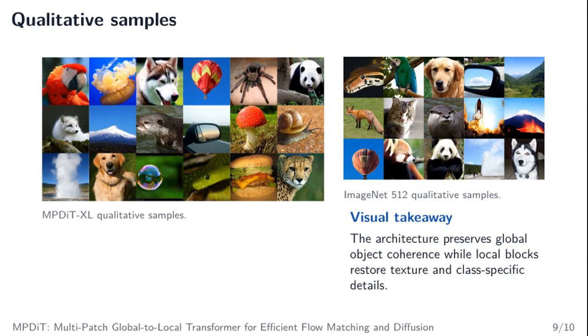This slide shows qualitative samples. The images show that MPDiT can preserve coherent global structure. For example, objects are placed in reasonable positions, and the overall scene composition is consistent. At the same time, the samples still contain local texture and class-specific detail. This matches the architecture very well. The early coarse blocks build the global plan of the image. Then the late fine blocks recover details at higher token resolution. Of course, qualitative samples are not the main evidence by themselves, but they make the global to local design intuition easy to see.